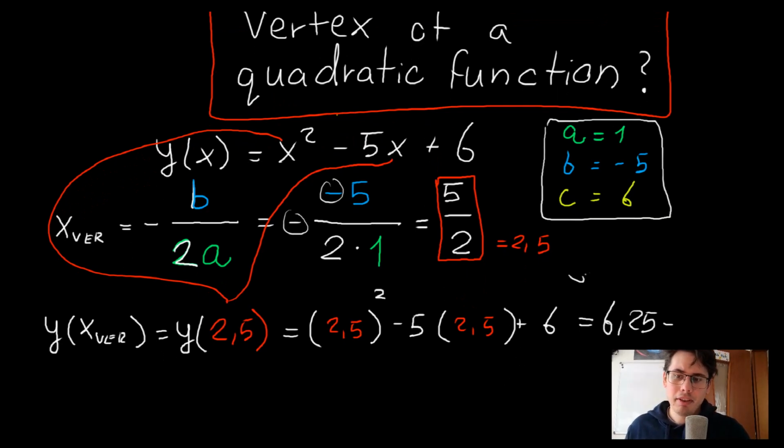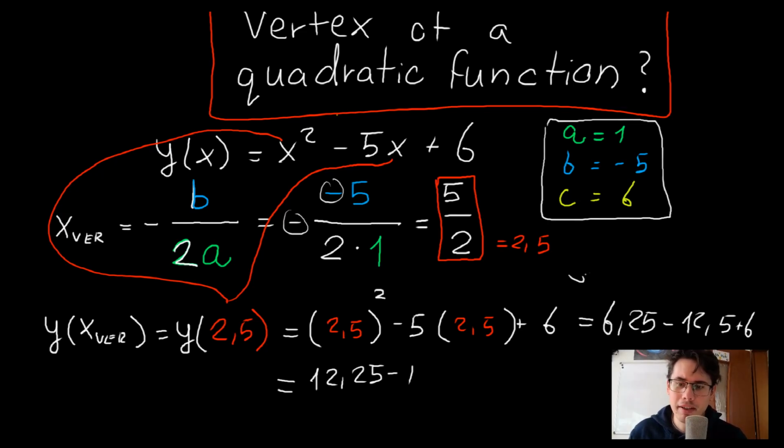So we have 6.25 minus 12.5. Is it 12.5? It is 12.5 plus 6. All right, I'm doing this in my head. 6.25 minus 12.5 plus 6 gives minus 0.25 as our answer.